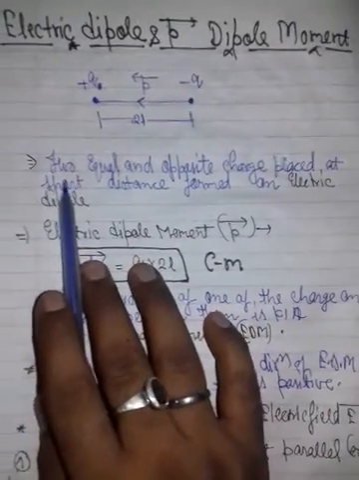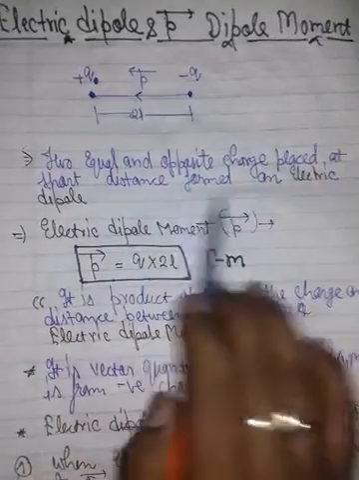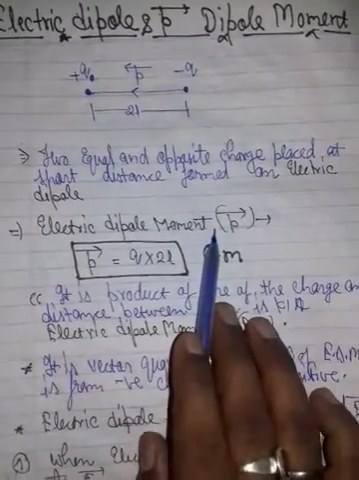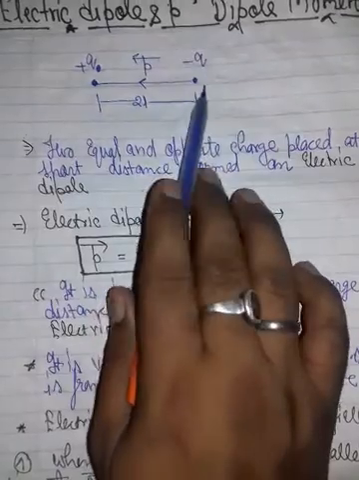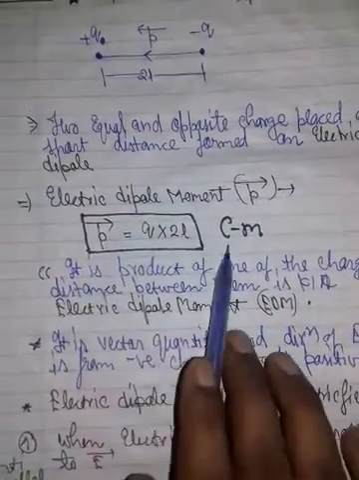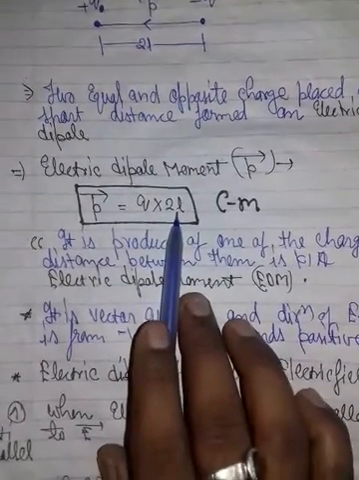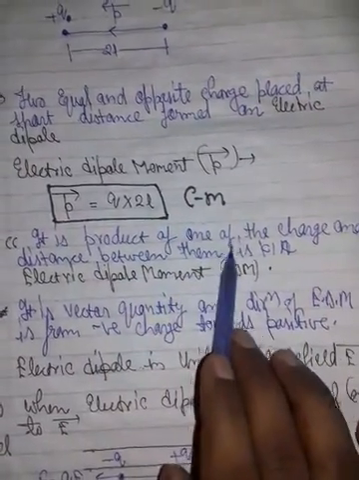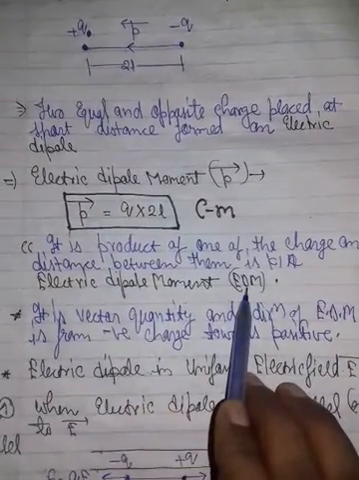Let us start: two equal and opposite charges placed at a short distance form an electric dipole. The electric dipole moment is represented by small p and is a vector quantity, and its direction is from negative to positive charge. The electric dipole moment is the magnitude of one of the charges multiplied by the distance between them, and its unit is coulomb meter. It is the product of one of the charges and the distance between them, and it is called the electric dipole moment.